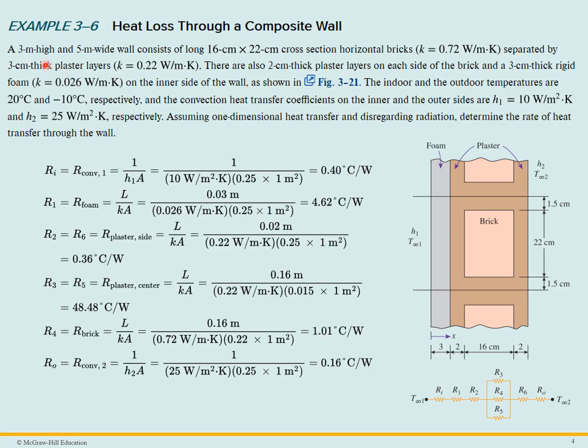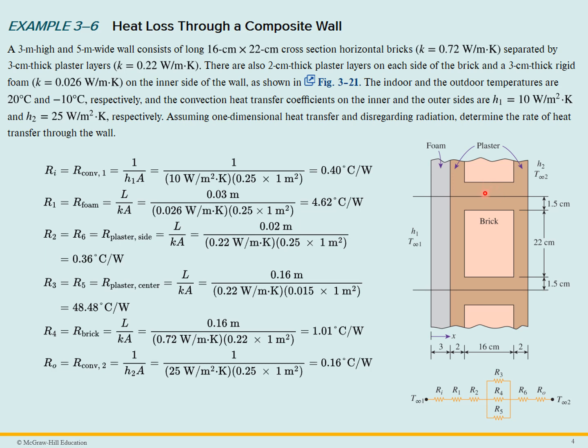So let's look at a more complicated example of heat loss through a composite wall. This wall is 3 meters high and 5 meters wide, and it consists of long 16 centimeter by 22 centimeter cross-sectional area horizontal bricks with a given K value. They're separated by 3 centimeter plaster layers. So this shows the plaster layers. The brick is embedded and it has plaster all the way around it. There are also 2 centimeter plaster layers on each side of the brick.